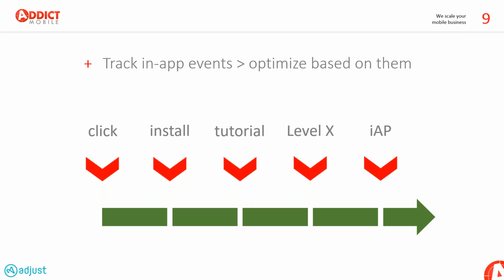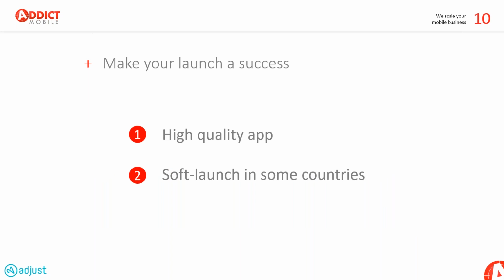optimize your marketing campaigns. Another key point is to make your launch successful by making sure that your app is ready when you launch it in every country. So what we do with most of our clients is organize a soft launch in some specific countries in order to make sure that the app is good quality.